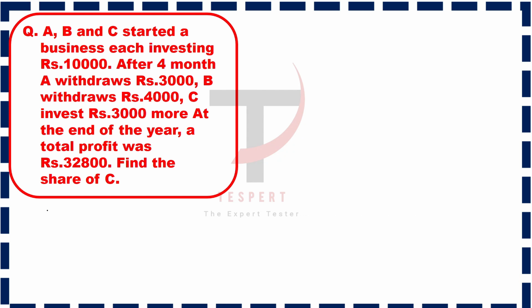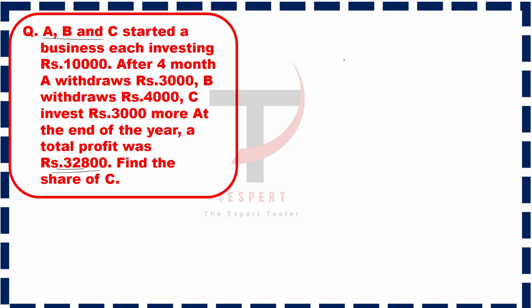A, B, and C started a business, each investing rupees 10,000. After 4 months, A withdraws rupees 3,000, B withdraws rupees 4,000, C invests rupees 3,000 more. At the end of the year, the total profit was 32,800, and this was divided among all these three. Find the share of C.